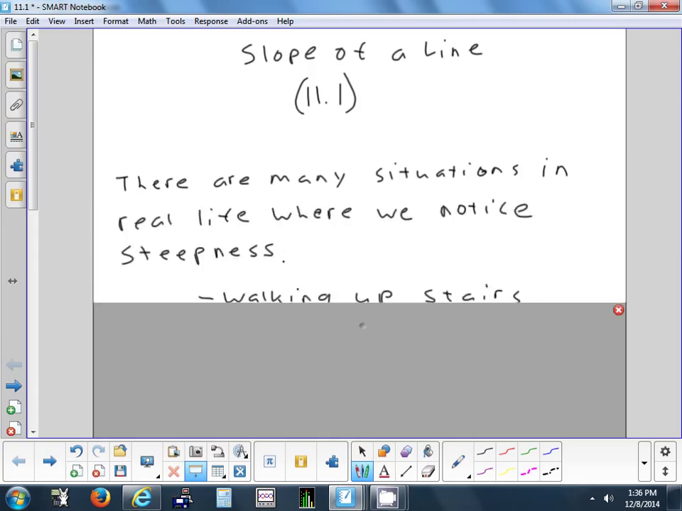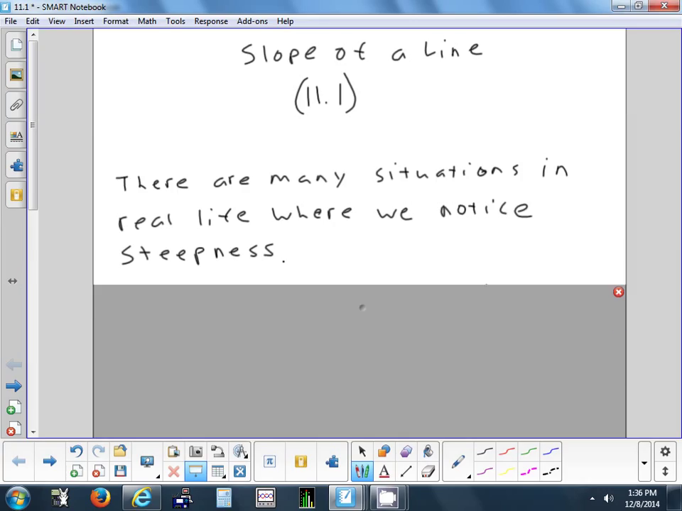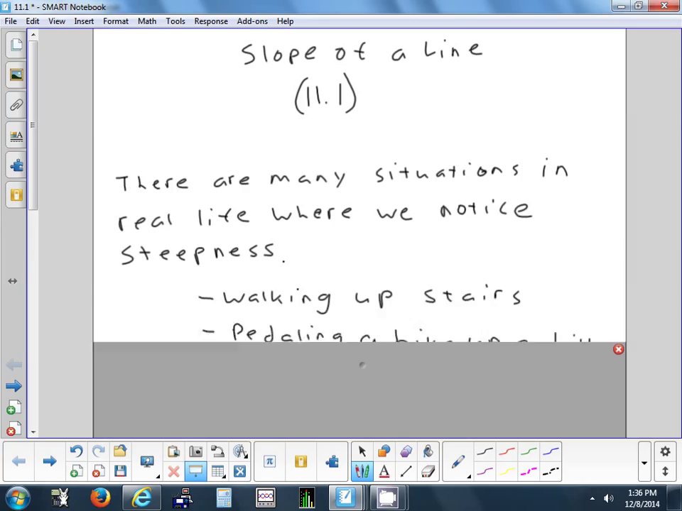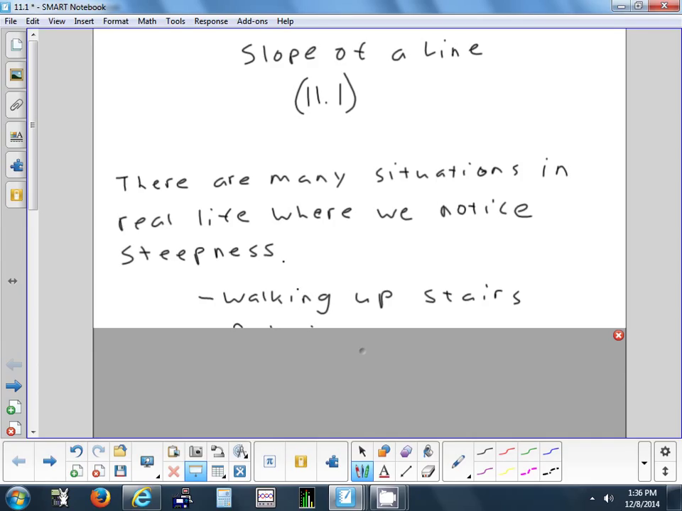So there are all kinds of situations in real life where you measure steepness. Stairs have a steepness to them, or a slope. When you build stairs, there are certain codes you have to follow so your stairs aren't too steep, or especially a wheelchair ramp. There are certain codes that say this is how steep you can make your wheelchair ramp. It can't be any steeper than this.